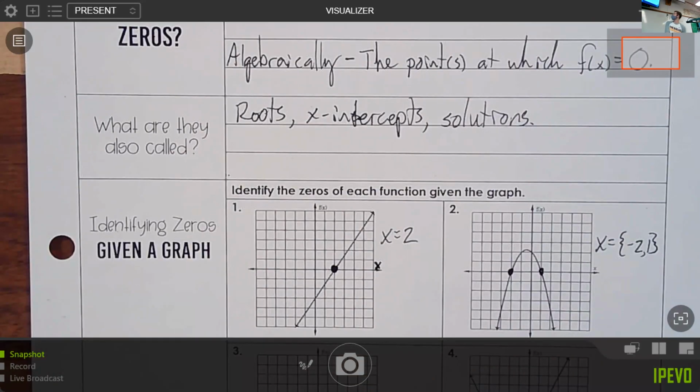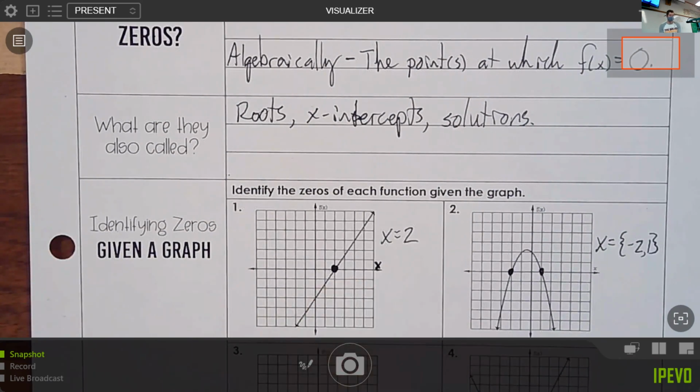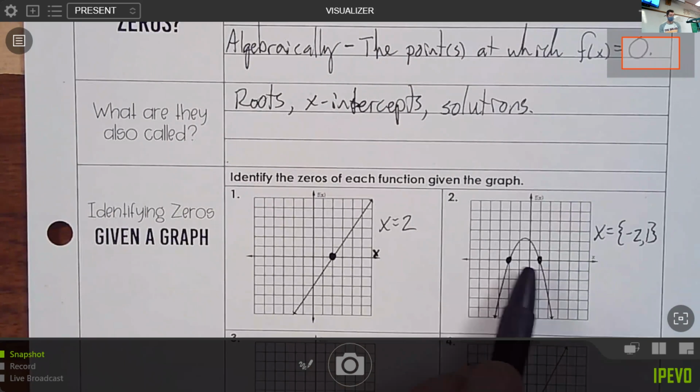Wherever it crosses the x-axis, the x value is the zero. We'll do one more as a class, and then I'll have you work on 4, 5, and 6 on your own. So we got number 1, x equals 2, because it's 2 from the middle, 2 to the right. Number 2, it crosses the x-axis twice, here and here. 2 to the left, -2, 1 to the right, +1.